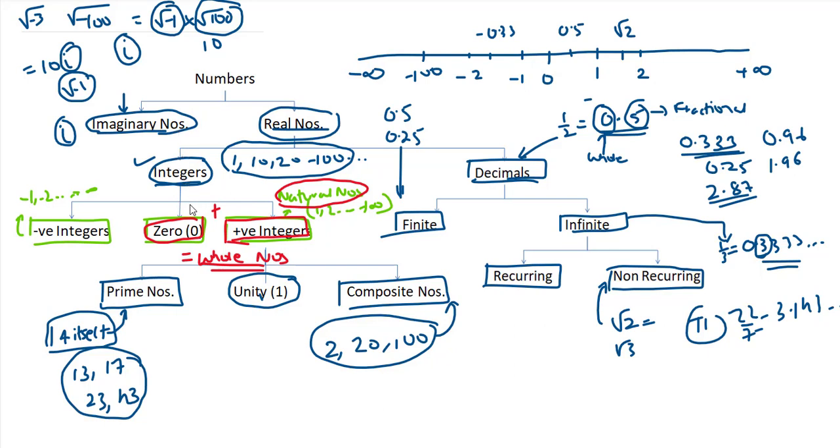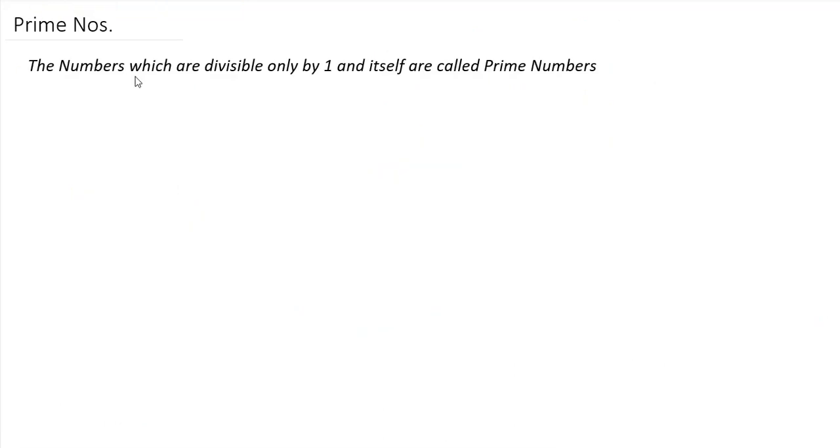Let us now discuss in detail about prime numbers. As I have said previously, all the numbers which are divisible by 1 and itself are called prime numbers. The examples are 2, 3, 5, 7, 11, 13, and so on. All these numbers are only divisible by 1 and itself. So, how do we identify whether a number is a prime number or not? For that, we will follow the following procedure. We will take the square root of the number and round it off to the next higher integer value.